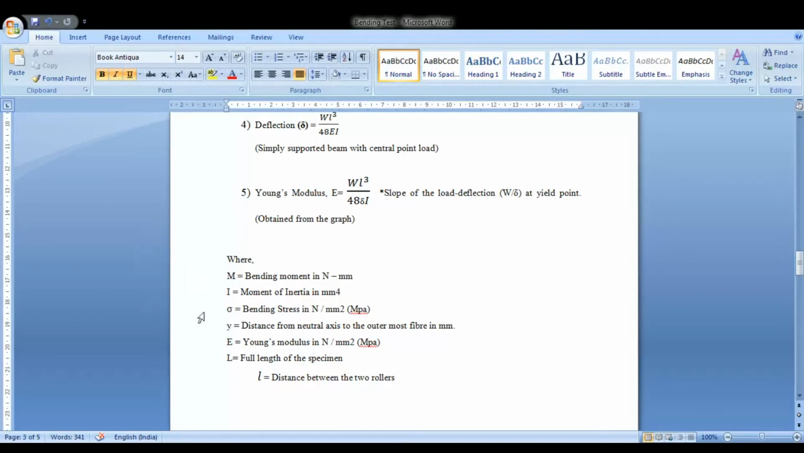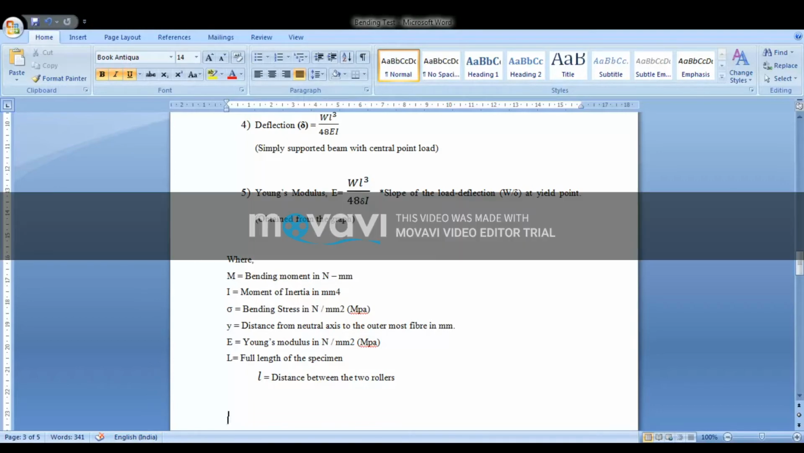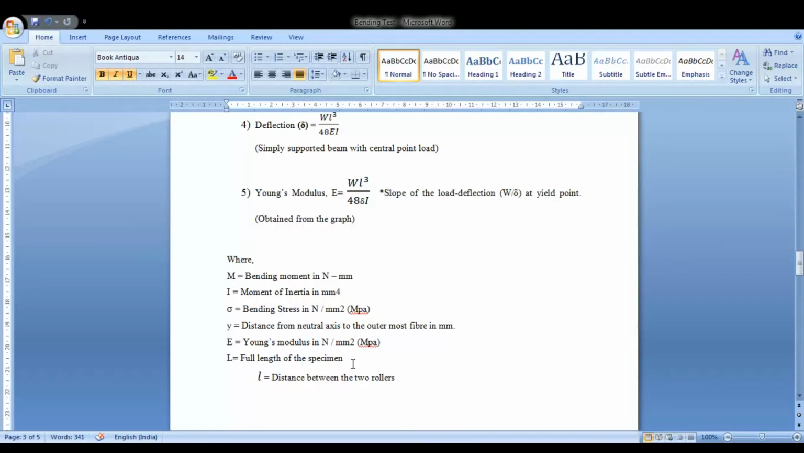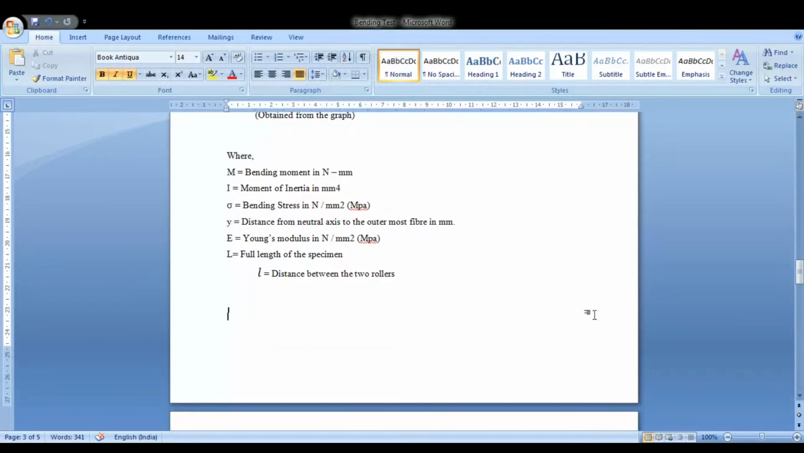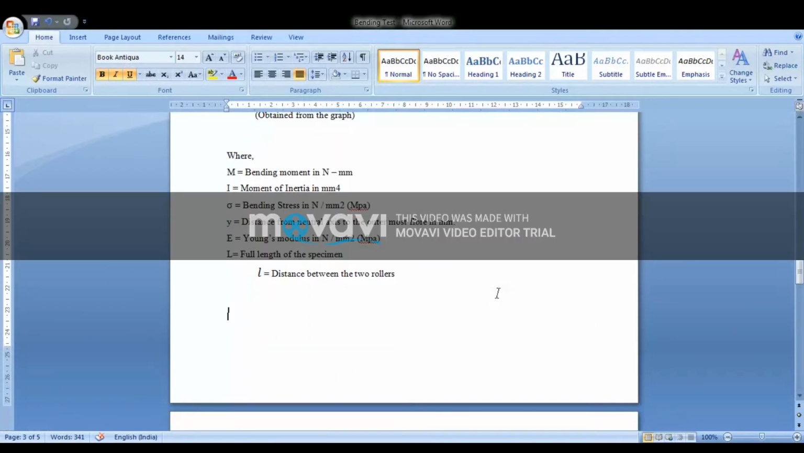Here, M is the bending moment in Newton millimeter, I is the moment of inertia in mm to the power 4, sigma is the bending stress, y is the distance between the neutral axis and the outermost fiber, and E is the Young's modulus in Newton per mm square. L is the full length of the specimen, and small l is the distance between the two rollers. Now we will go through the experimentation of the bending test. Thank you.